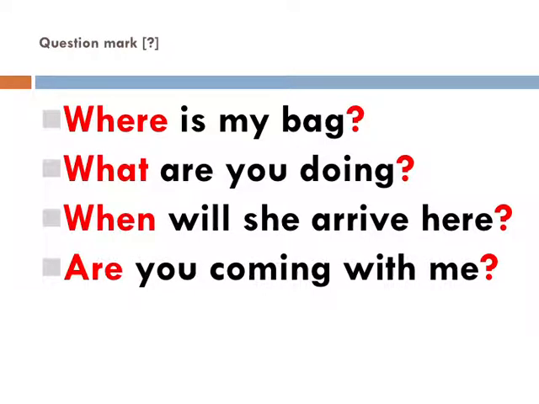So where, what, when are words that show that something is like asking a question. Okay, and at the end there is a question mark. So this is how we come to know that the sentence is asking us something. Okay, it is a type of question. So whenever we ask a question, we should always put a question mark at the end of the sentence.